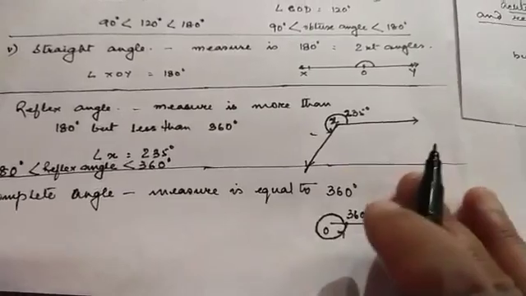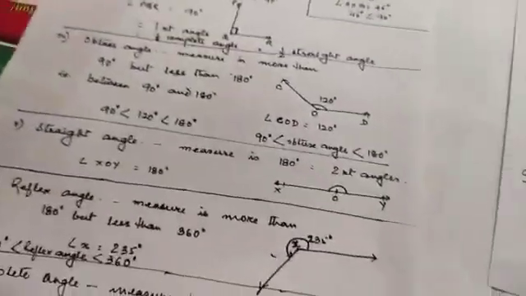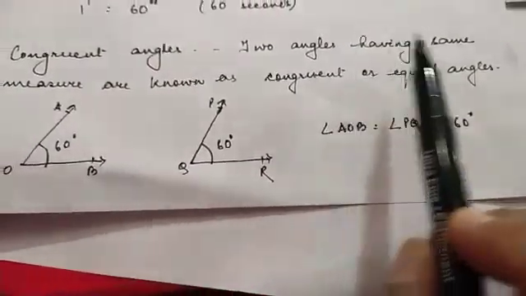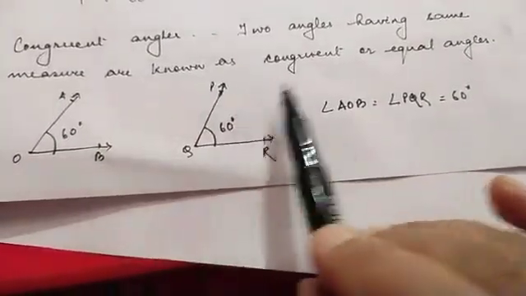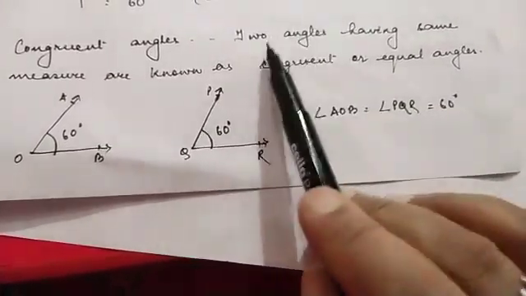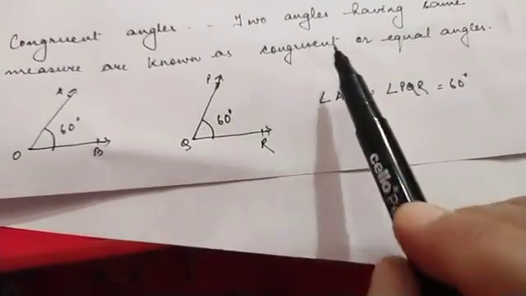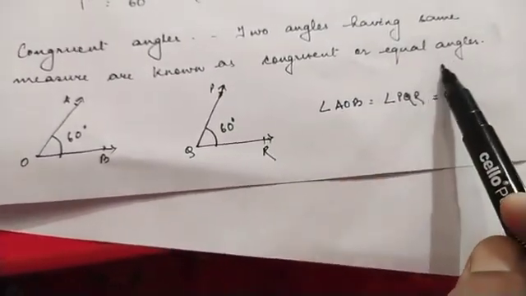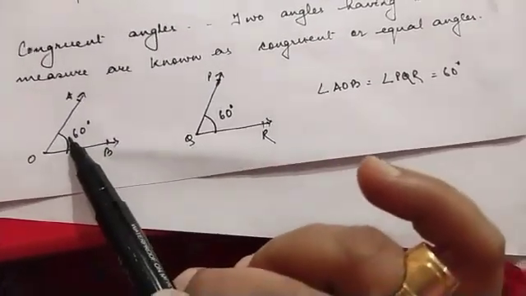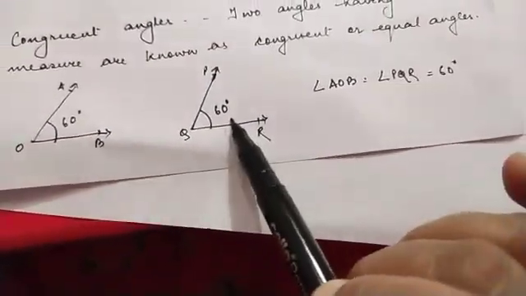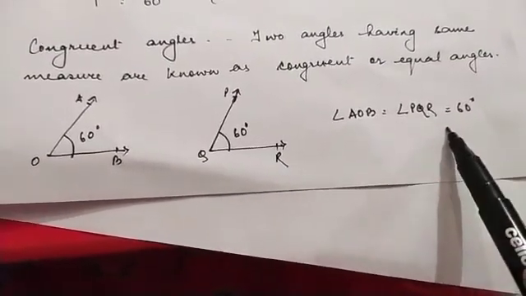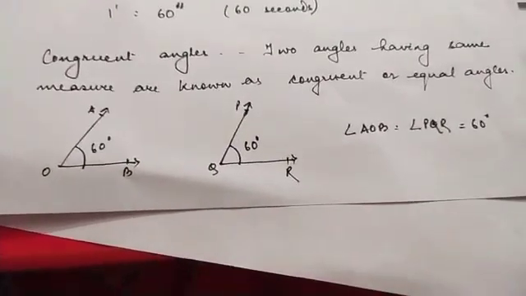Now what are congruent angles? When two angles have the same measure, they are known as congruent or equal angles. Congruent means equal. Look at these two angles. Angle AOB measures 60 degree and angle PQR measures 60 degree. Then these two angles, angle AOB is equal to angle PQR is equal to 60 degree.